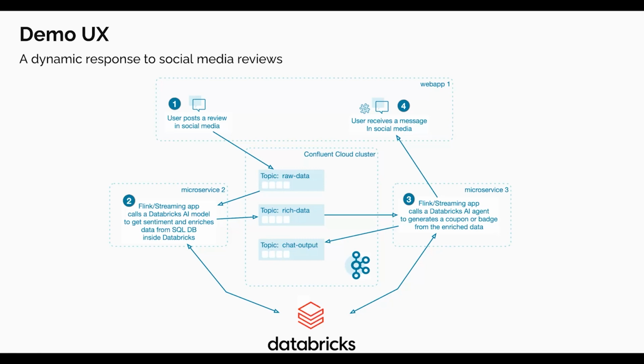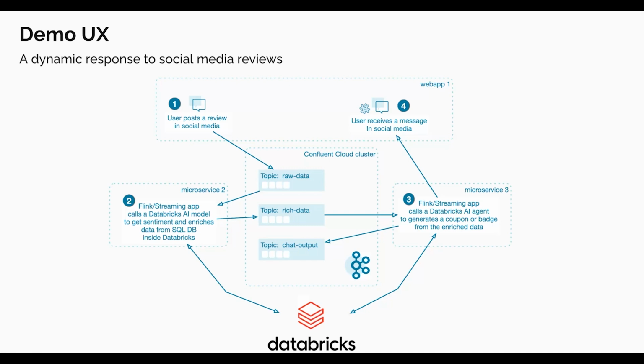If you look here, we have a very simplified view of what we're going to be going through. But if you go step by step, the first thing that happens is a user is going to post a review on social media. The review is then captured and stored within a topic called raw data within Confluent Cloud. That topic pretty much consists of the review itself, the date of the review, and the franchise ID that review is associated to.